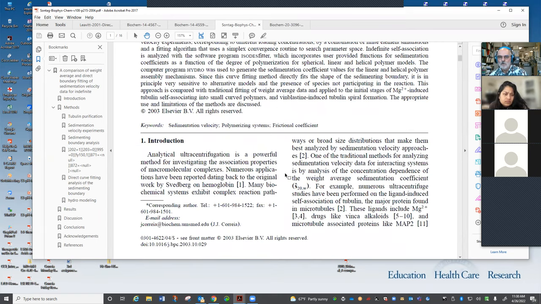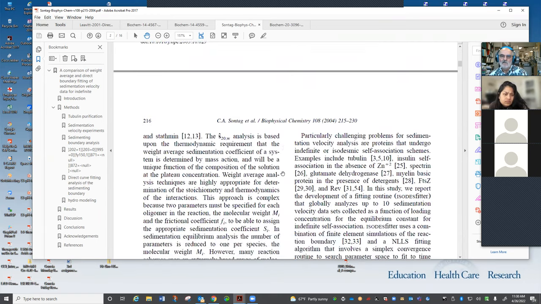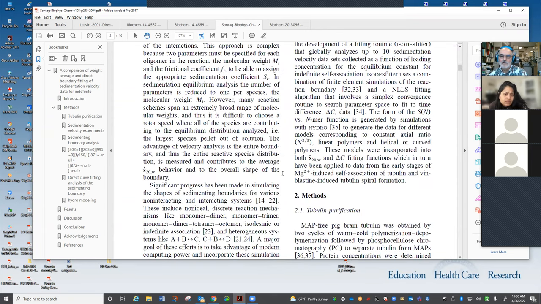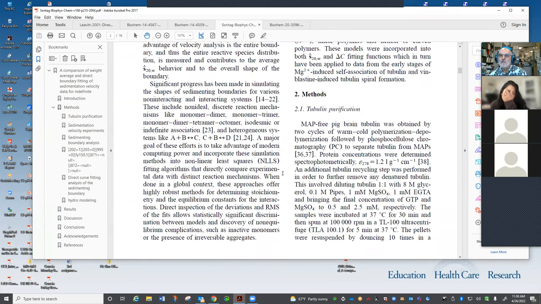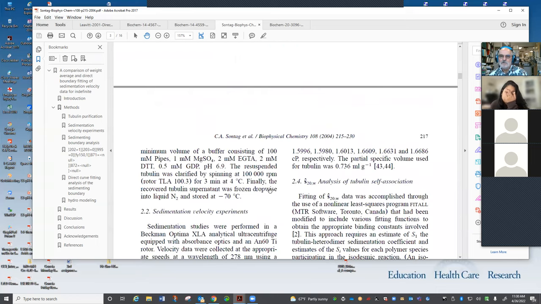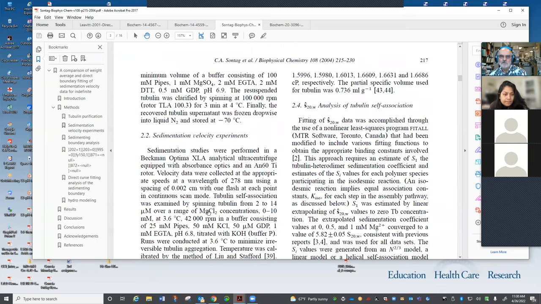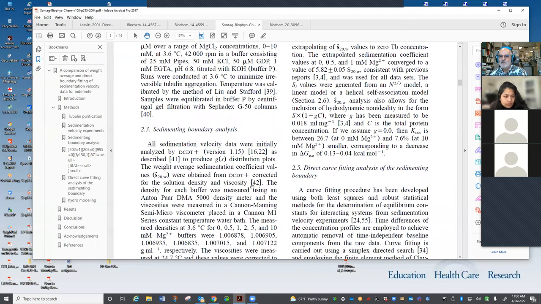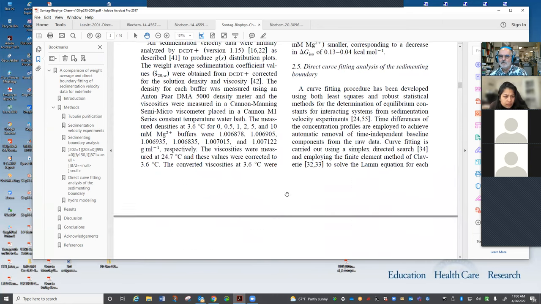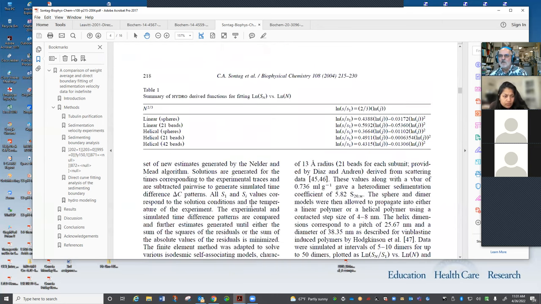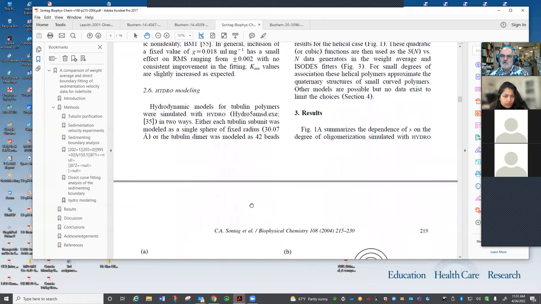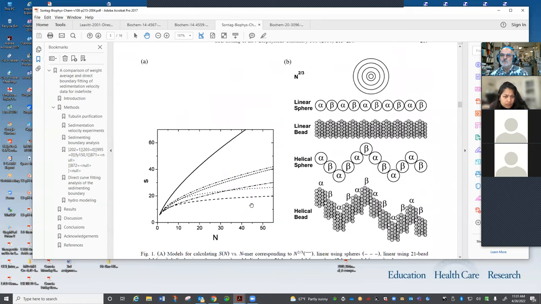But we basically reproduced what Frigon and Timasheff did. There's a description of tubulin purification. There's a description of how you collect data, the weight average, the curve fitting that you do to fit the data. But the one thing that we started out that was completely different was we said, this n to the two-thirds model is no good. You've got to come up with a real model.